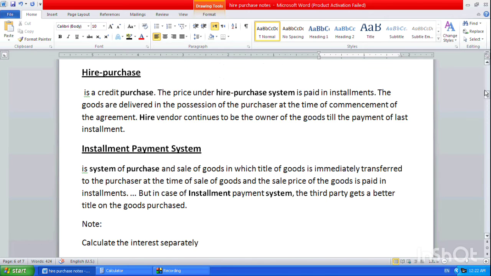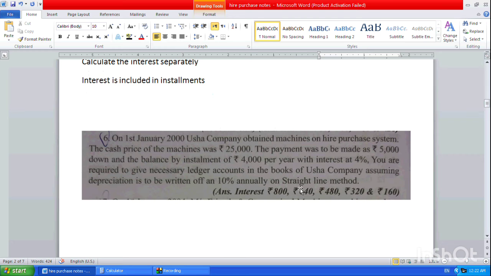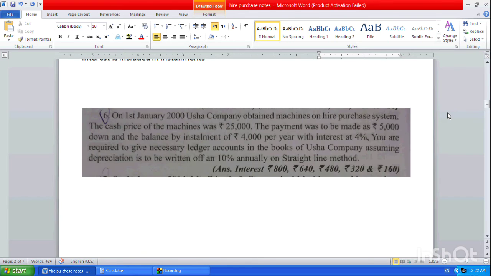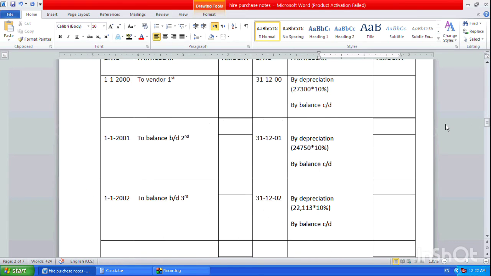Okay, now let's do machine accounts. Assuming 10%. See 25,000 is machine and down payment 5,000. Okay, 25,000 original value, and rate of depreciation percentage 10%. So now let's make the machine account. It's very easy.